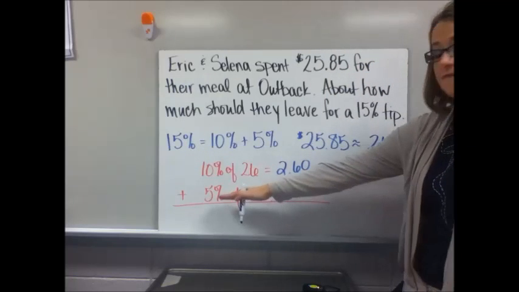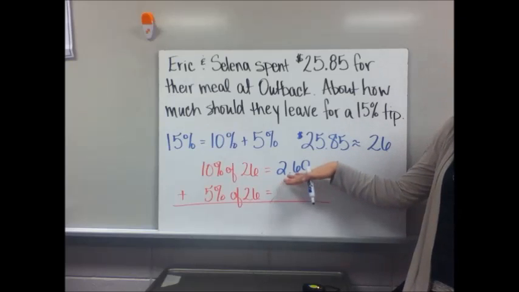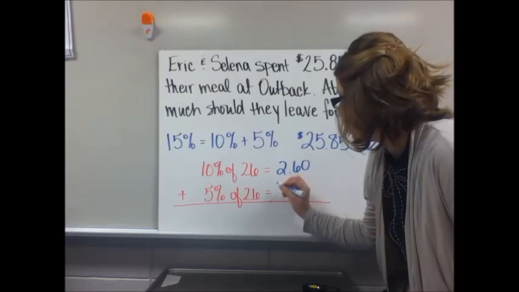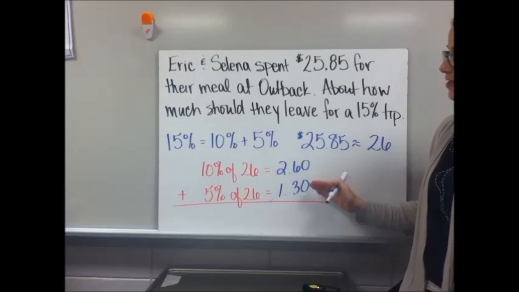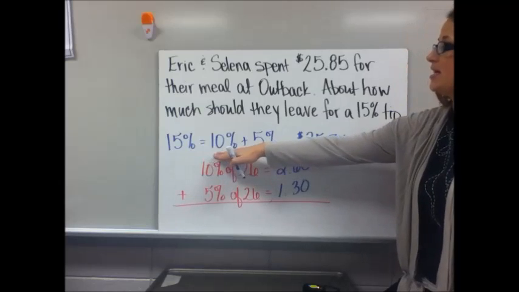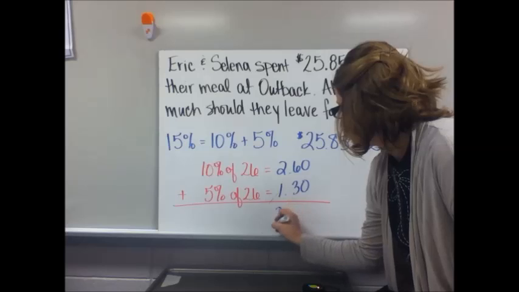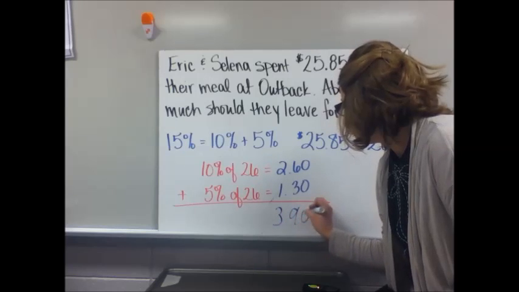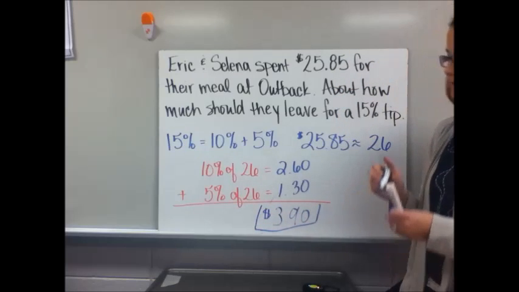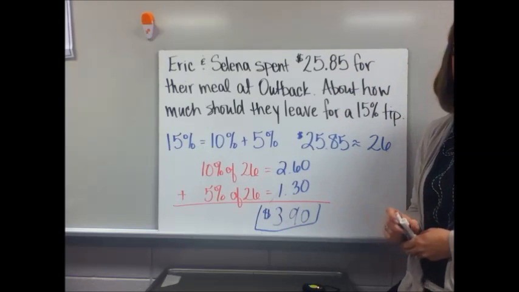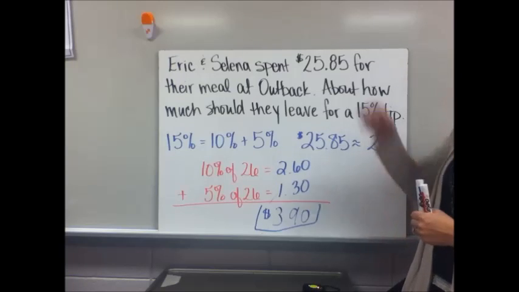$2.60. Now to find 5%. 5% is half of 10%. So half of $2.60 is $1.30. Now I'm going to add these two because we've already said 15% is the same thing as 10% plus 5%. So when I add these, I get $3.90. Now if I were Eric and Selena, I would round that up to $4 at least because I think we should leave our servers generous tips.